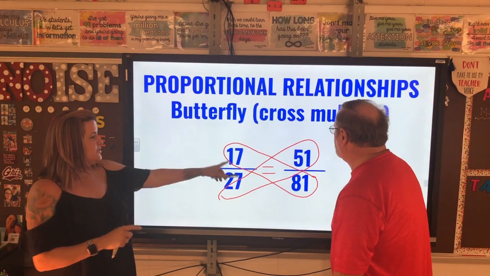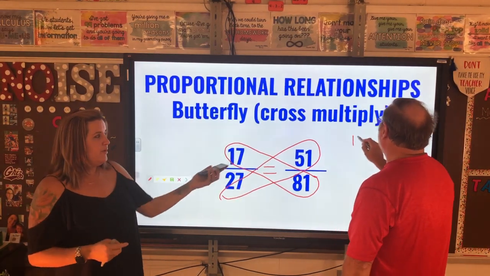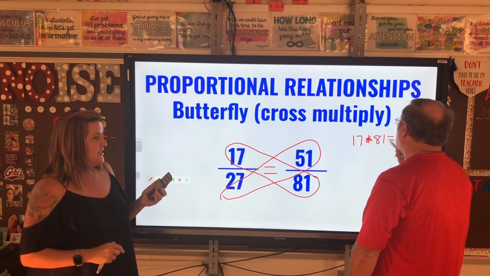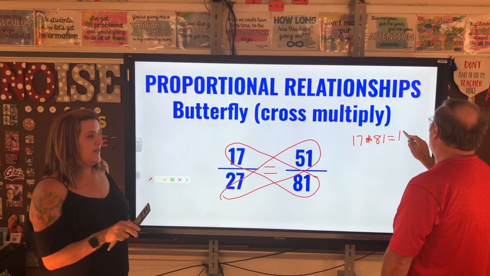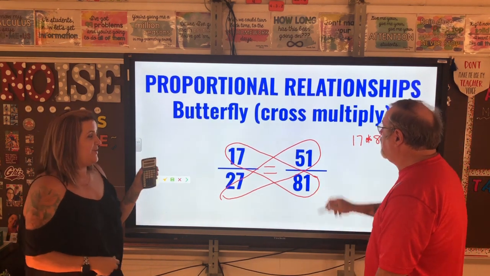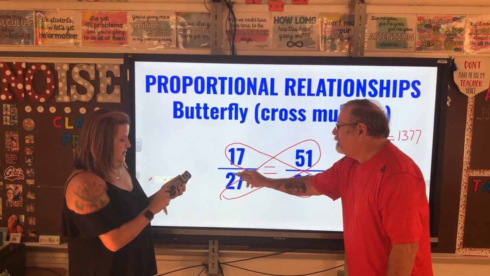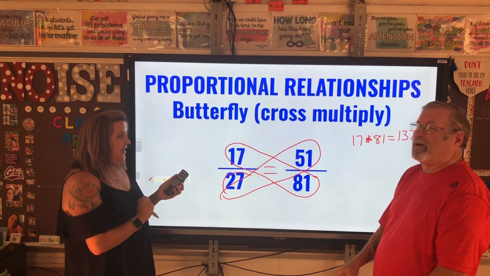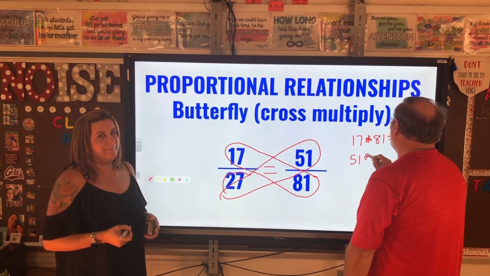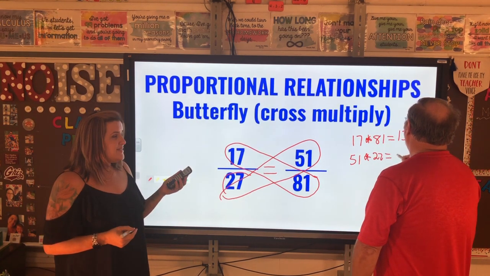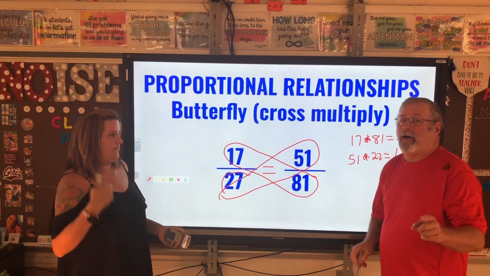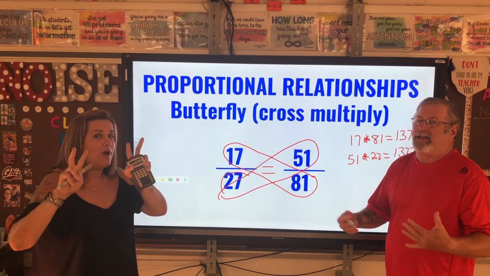So what you do is you take those two numbers across from each other and multiply. 17 times 81 equals? 1,377. Wow, good thing we have a calculator to use. What's 51 times 27? 1,377.